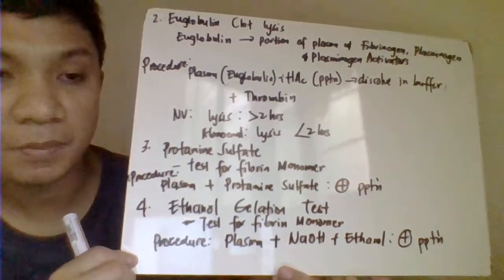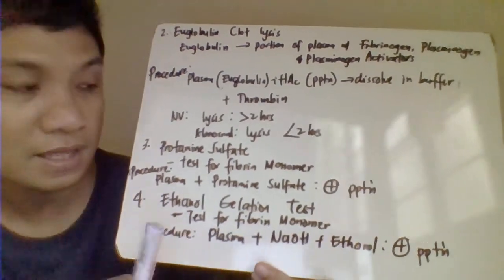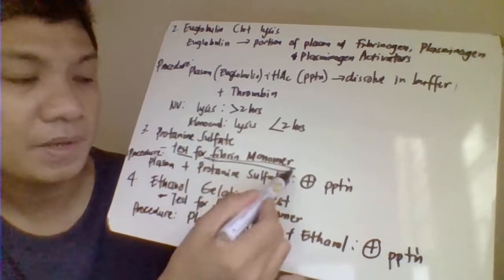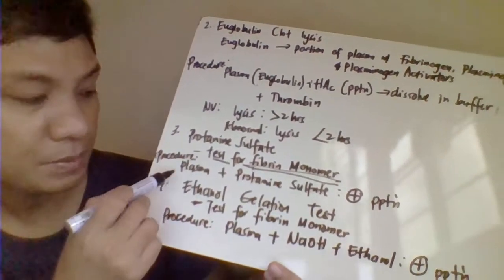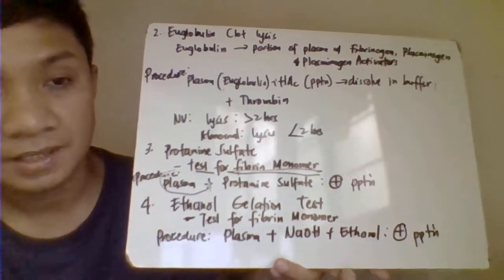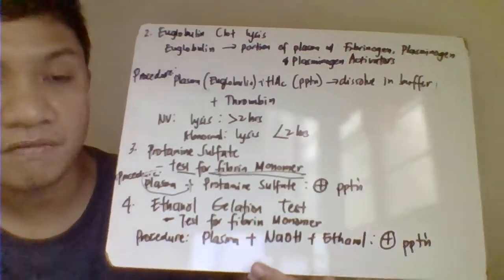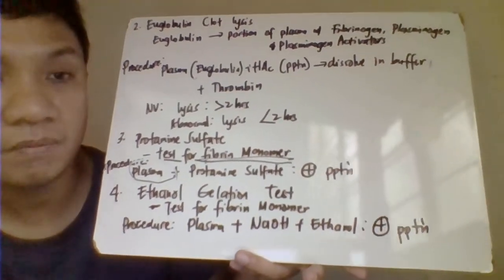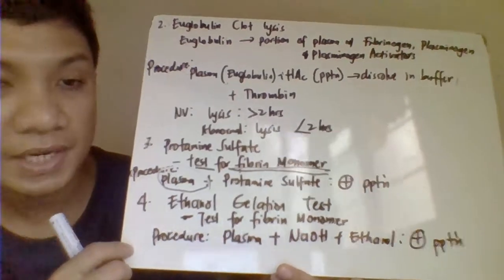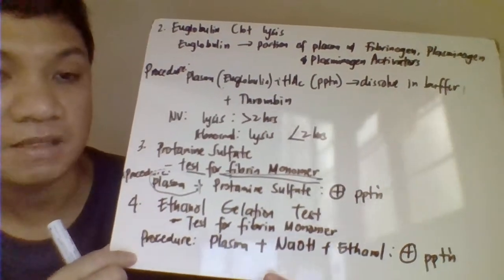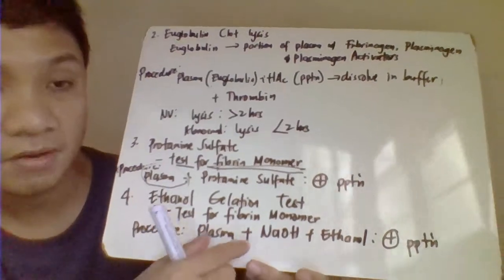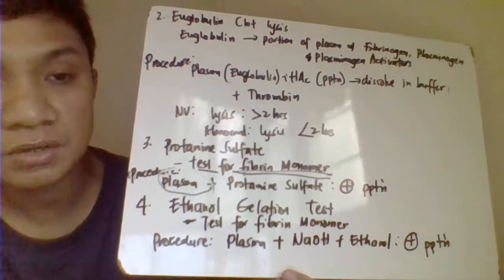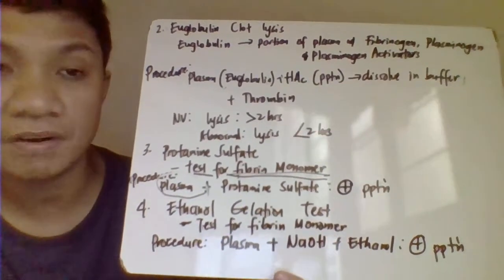Another one, we have your protamine sulfate test. This test will identify the presence of your primary fibrin, the presence of your fibrin monomer. Procedure for that, we have the plasma, then you add your protamine sulfate, then observe for the precipitation. Pag nag-positive, it will identify the presence of your fibrin monomer. Ethanol gelation test is also for identification of your fibrin monomer. Procedure: plasma, you add NaOH plus your ethanol. Okay, positive reaction also is precipitation. Positive result will identify the presence of your fibrin monomer.